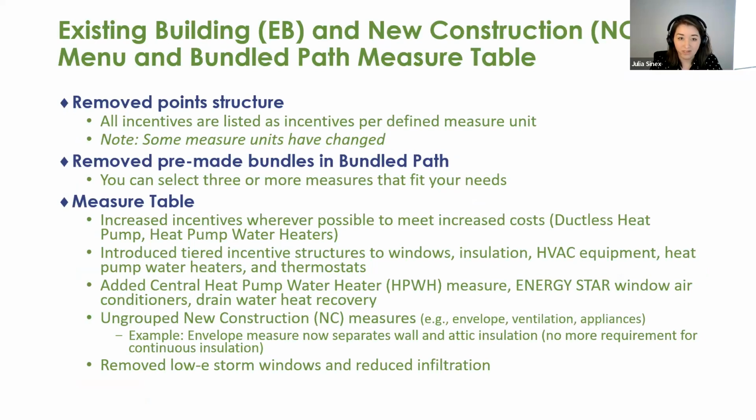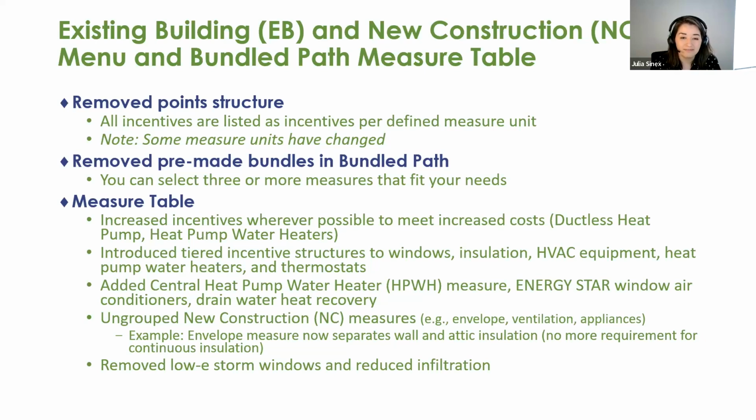So the next few slides, we're going to be talking about changes to the menu and bundled path measure options. So first, we removed the point structure. So we're just listing measures as incentives per unit defined for that measure. And I just want to call attention to the fact that we changed some of the measure units. So just be careful when you're filling out the energy efficiency plan moving forward. And then next, we did away with the pre-made bundles in the bundled path. So now you just have to select 3 or more measures from the table of measures to qualify for the bundled path incentives.